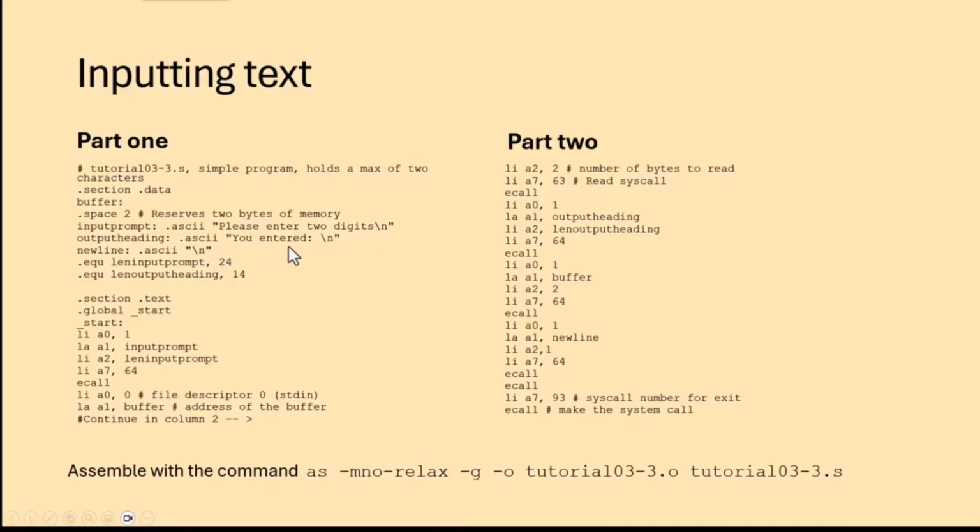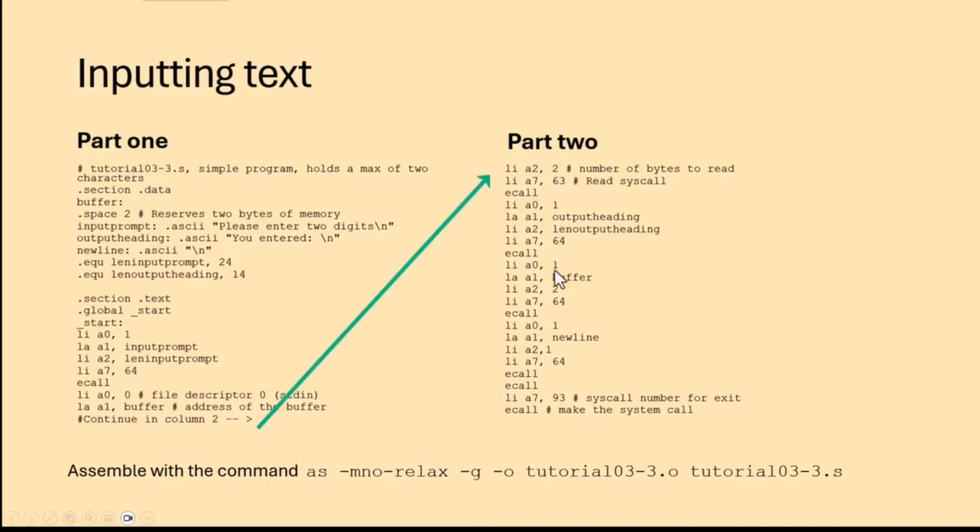The output heading will output the text that you entered, and this will print the inputted data. And then we'll have a new line character. We'll set up some more directives. This one equates the length of the input prompt to be 24 and the length of the output heading to be 14. Then we'll get into the text section, which is where we have all the actual instructions.